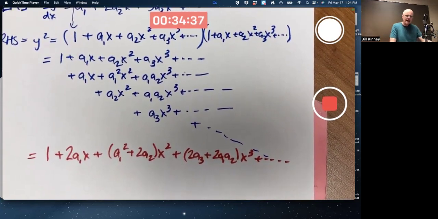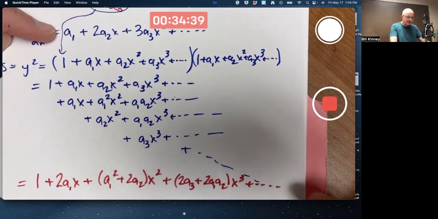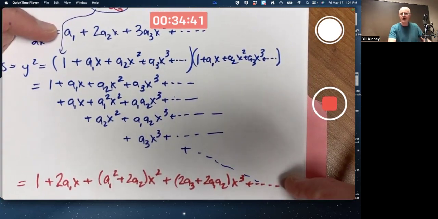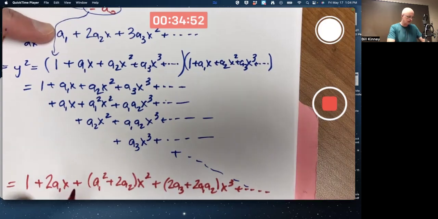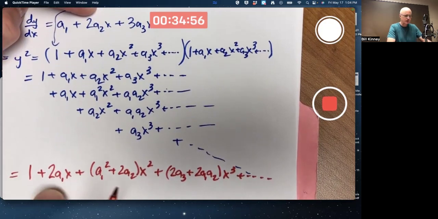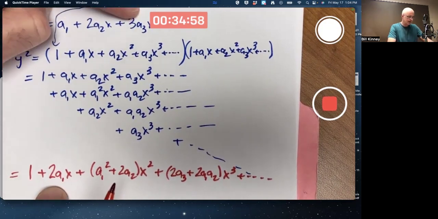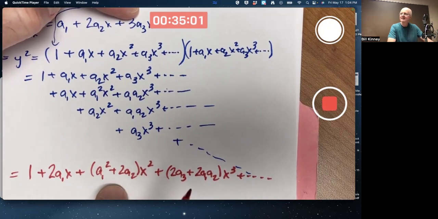What was I doing again? I want these two things to be the same no matter what x is. The only way that's going to happen is if the corresponding coefficients match. a1 must equal 1. 2a2 must equal 2a1. 3a3 must be that, etc.